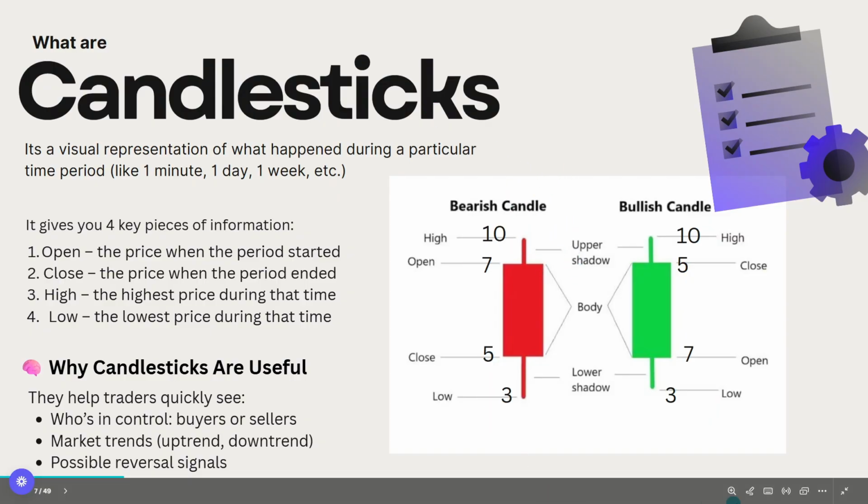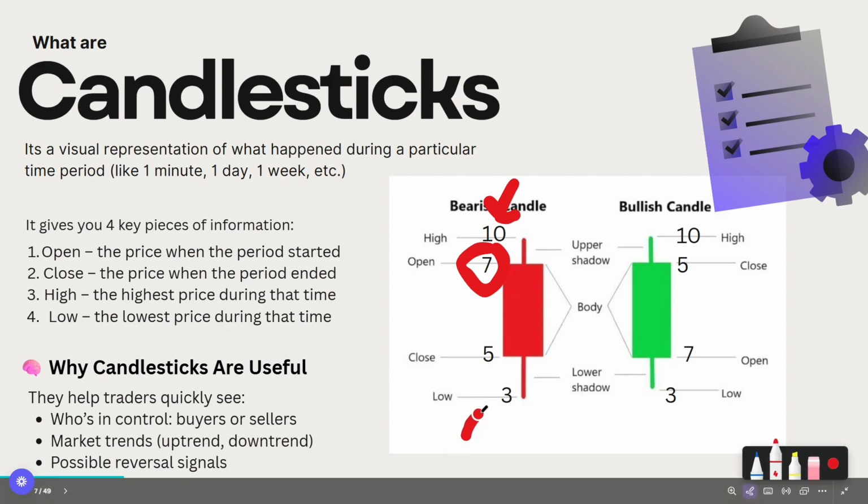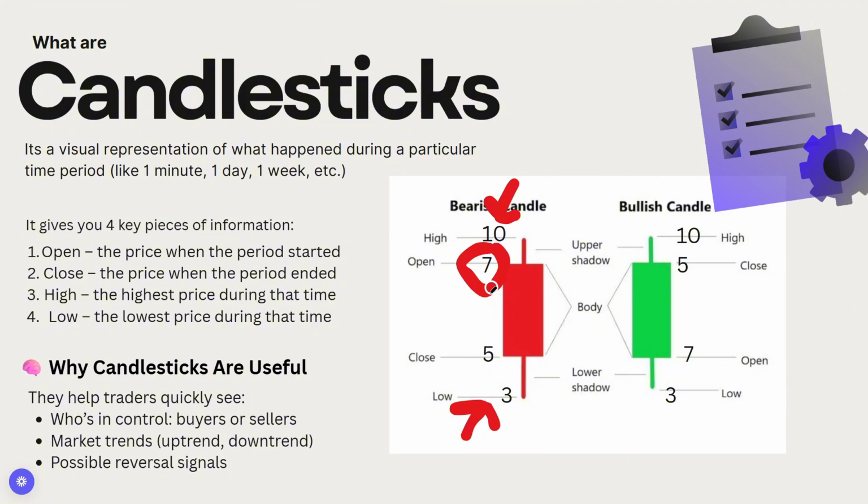All right, and it's the same thing with a bearish candle. We'll just use this example here. You can see that the candle opened at $7, and at some point it got up to $10. Sellers were in control, and they pushed price down as low as $3. Let's say this was a 5 minute candle. By the time that 5 minutes was up, we closed at $5.